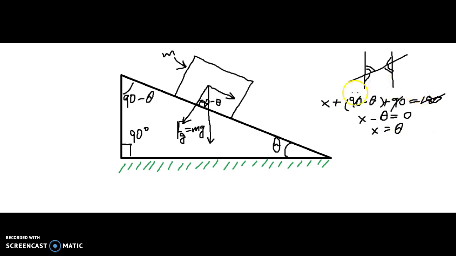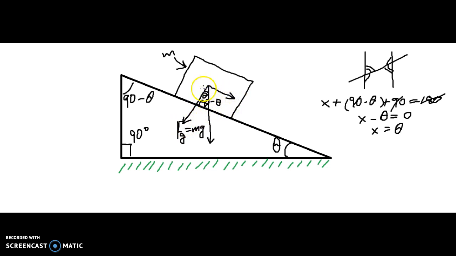I made the equation so I don't waste your time. I made the equation over here. It's pretty easy, elementary algebra. So we found that this angle x would be equal to theta. Okay, so we found all angles inside of the triangle.